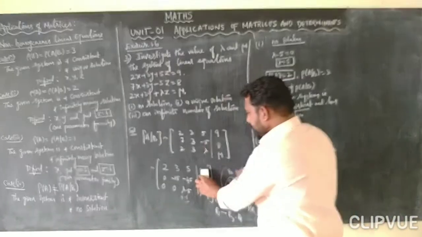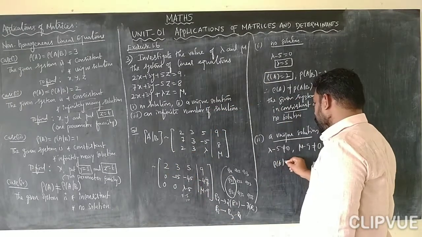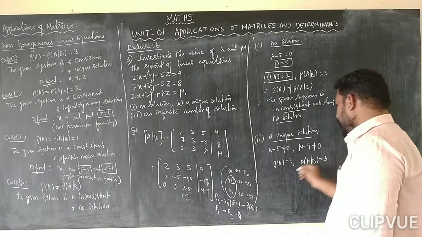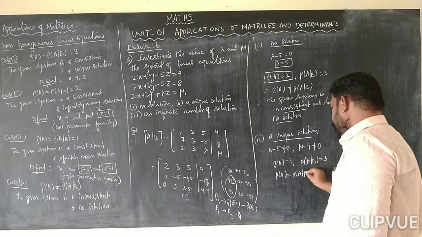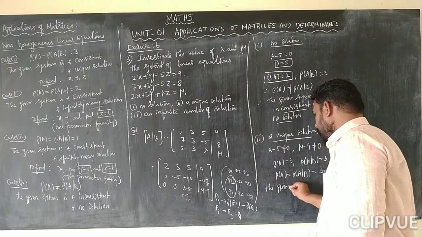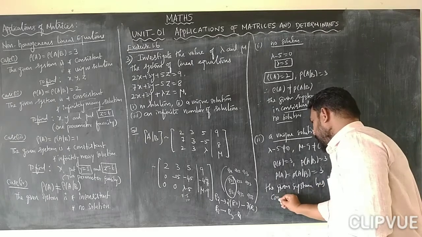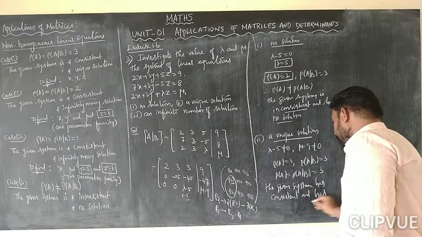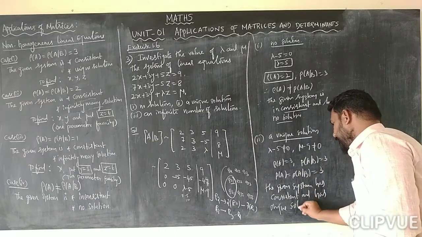Okay. Therefore, P of A rank 1, rank 2, rank 3. P of A equal to 3 and P of A bar B equal to 3. Therefore, P of A equal to P of A difference B equal to 3. Thus, the given system is consistent and has a unique solution.